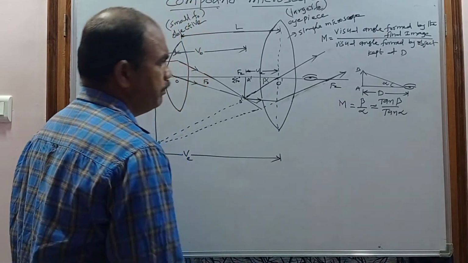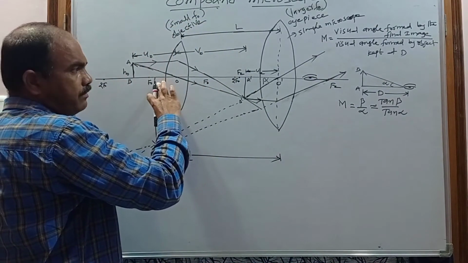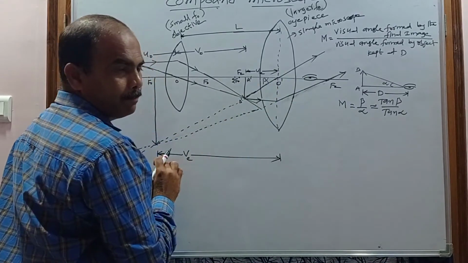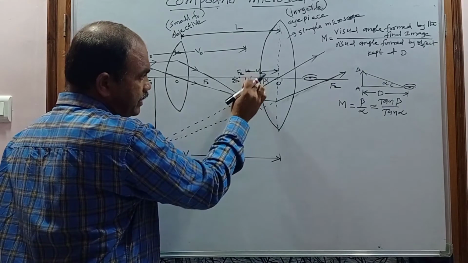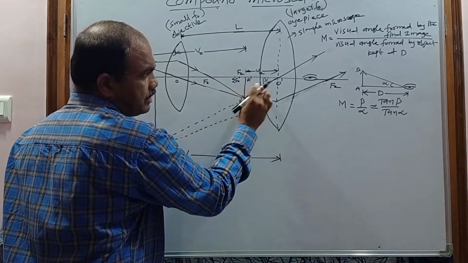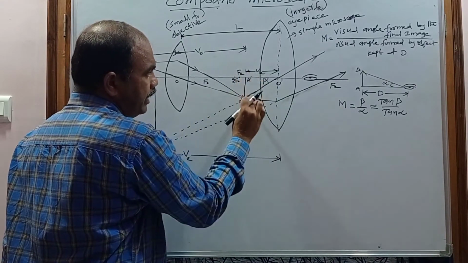Now, beta means what? The visual angle formed by the final image. This final image will make some angle at our eye, and that is beta. But you don't know the height of this final image. But you know the height of the image formed by the objective, and that also makes the same angle beta. So now you know the height of A dash B dash.